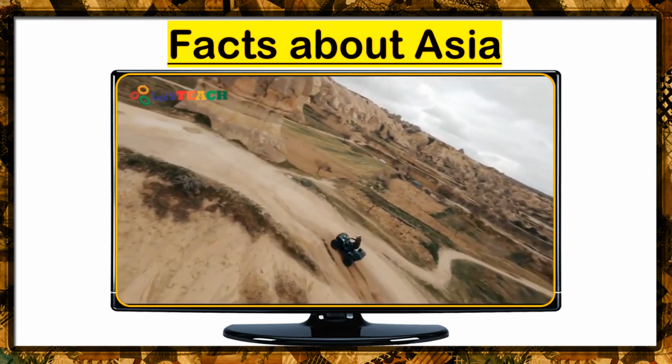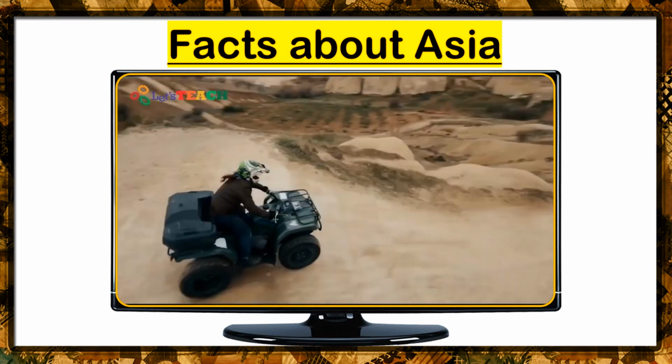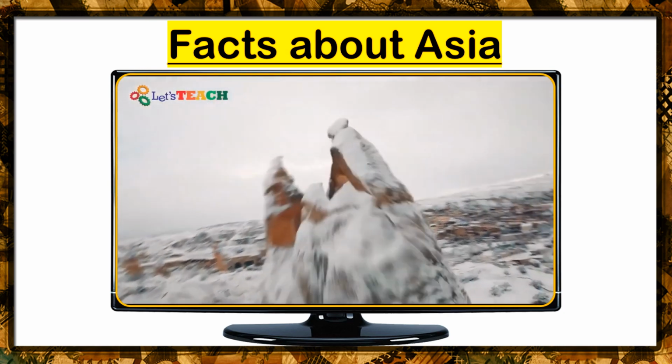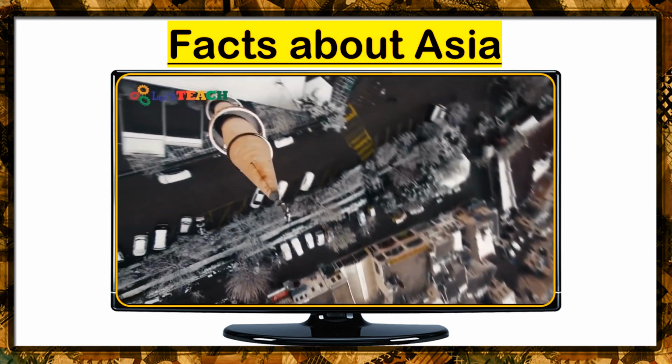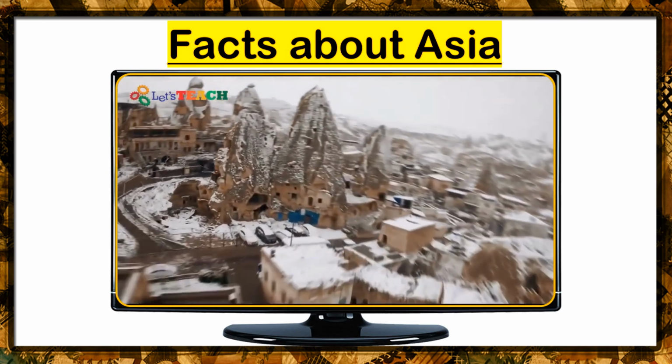And by the way, did you know that Asia is in fact part of the supercontinent known as Eurasia? So this means that technically Asia and Europe aren't separated, and that explains why some countries are on both continents.